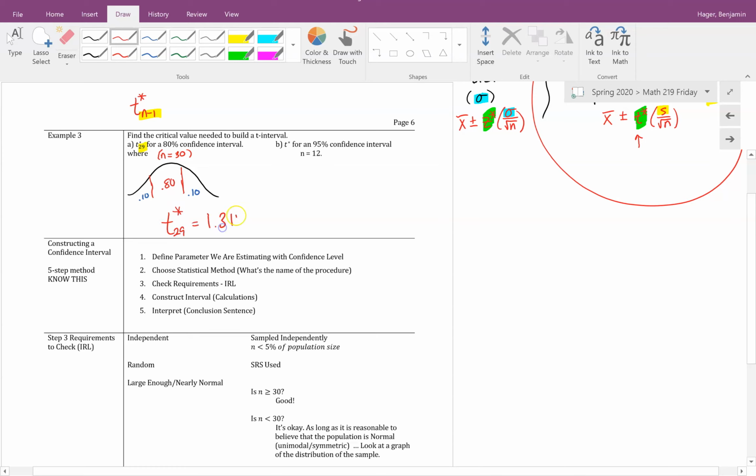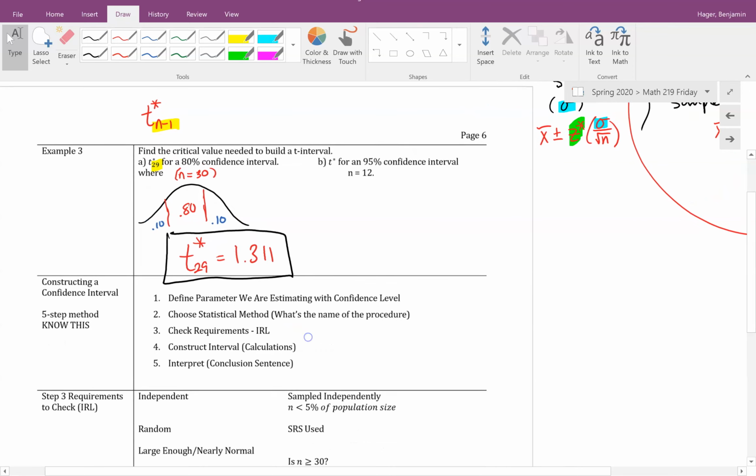This was 1.311. Again, they're not having us do an interval. They're just having us find that t-score. So B, similar, it just says find the critical t-value for a 95% confidence interval with a sample size of 12. So if your sample size is 12, the critical t-score I'm looking at has 12 minus 1 degrees of freedom. In other words, it has 11 degrees of freedom.